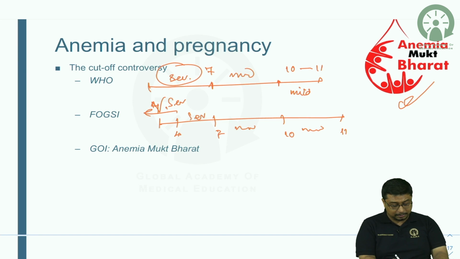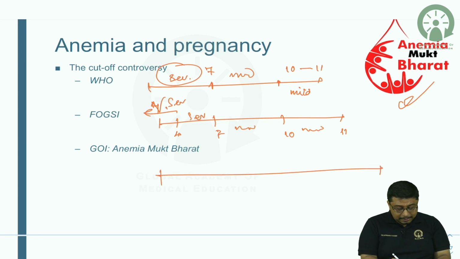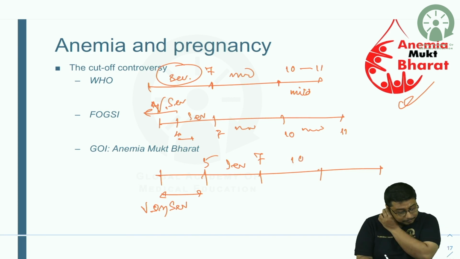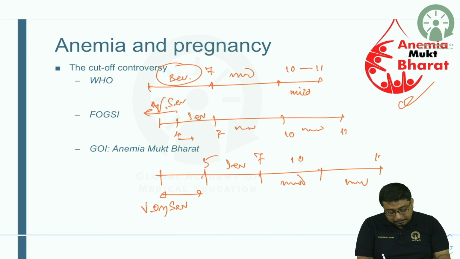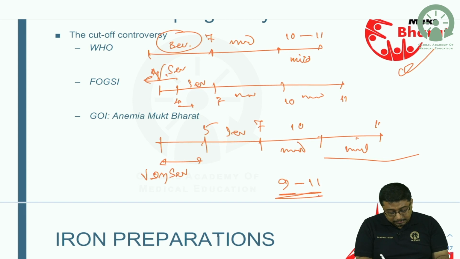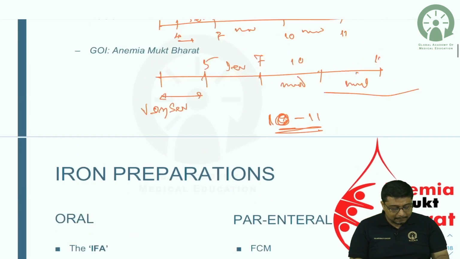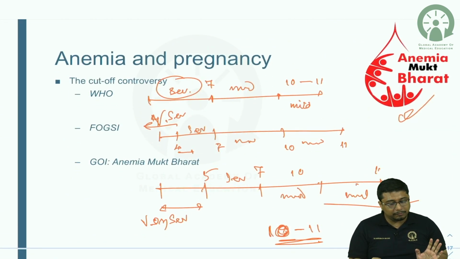Now WHO doesn't have that. Now Government of India, what does it do? It changes this 4 to 5. Okay, so 0 to 5 is very severe, then 5 to 7 is severe, 7 to 10 is moderate, and 10 to 11 is mild. What everybody agrees is, previously it was like 9 to 11 is mild, but now everybody has moved from that. So anything below 10 is moderate, that everybody agrees. Okay, so the confusion is between whether or not they have to put something called very severe or not.